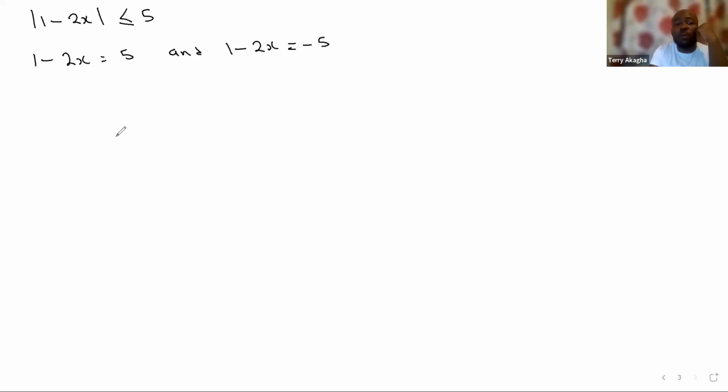So we have the same thing. We're having 1 minus 2x less than or equal to 5. The same thing. The first thing you do is 1 minus 2x is equal to 5. And you also have 1 minus 2x is equal to -5. Okay, so making x the subject of the formula, it'll be -2x is equal to, you take 1 to the other side, and that'll give you 4.